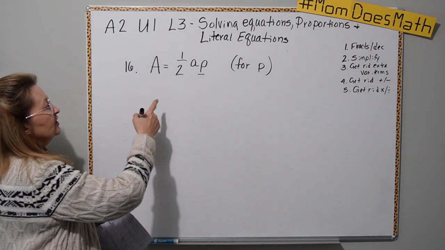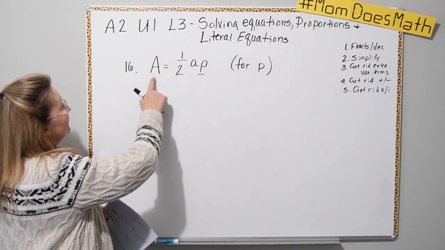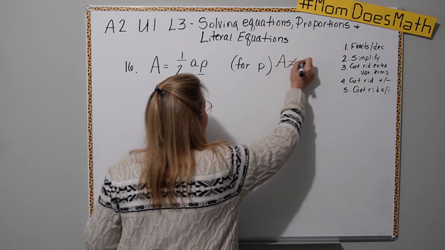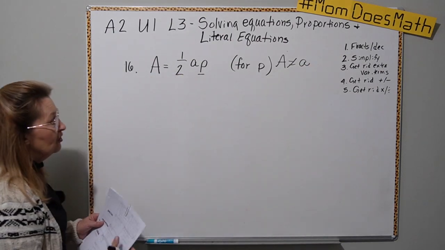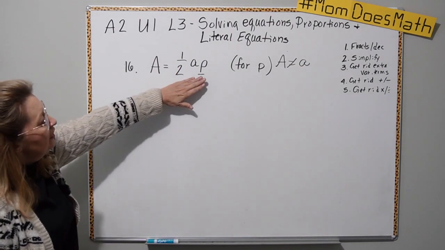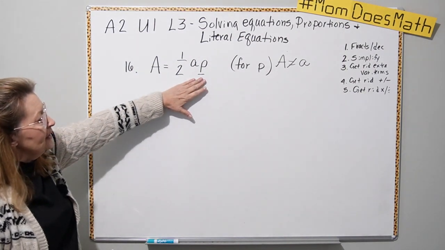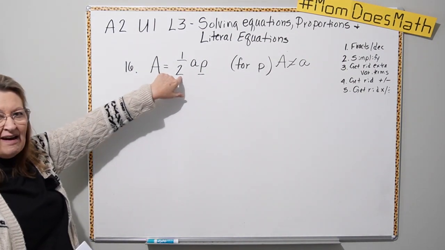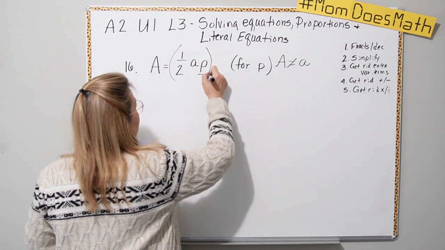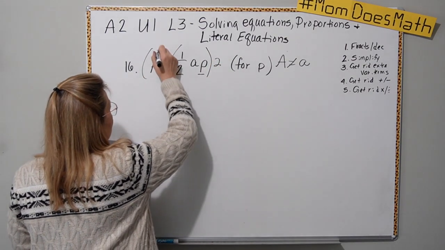Now I do want to call your attention to the fact capital A is not equal to little a. Those are two separate things, okay? So we're not going to be able to let them cancel or interact or whatever else. But we're going to get rid of everything that's attached to the p. I see this 1/2. How can you get rid of a half? Well, multiply it. Multiply everything on this side by 2.